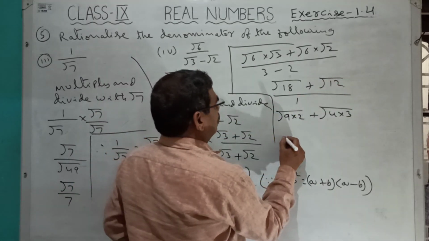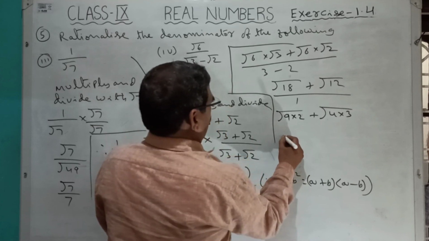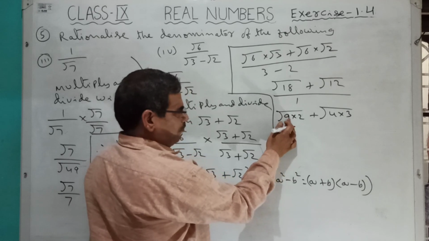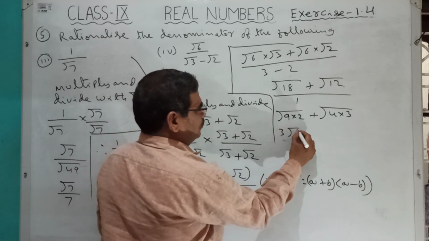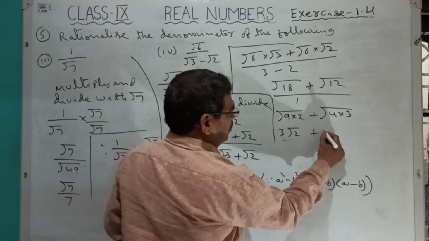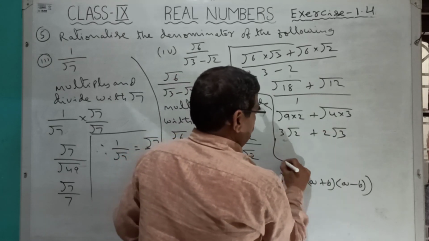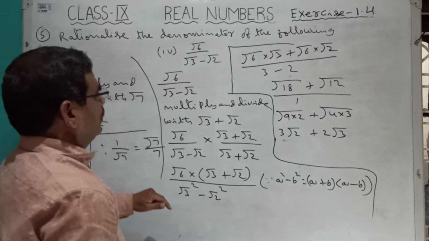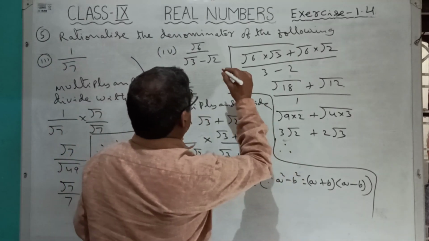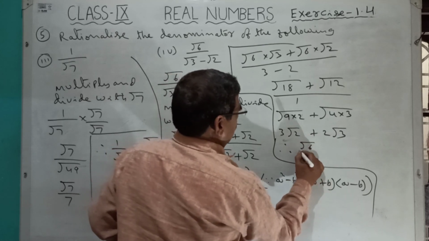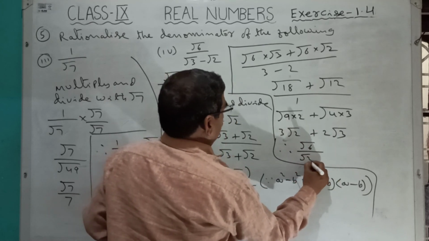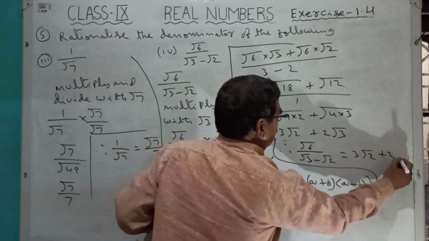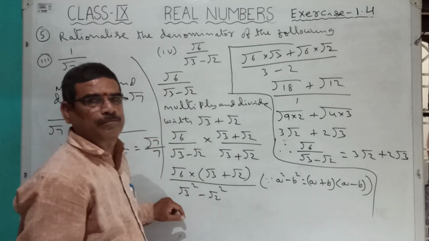So root 9 will come outside, means 3 root 2, plus here 4 outcome is 2 root 3. So this is the conversion. After conversion, final answer is root 6 by root 3 minus root 2 is equal to 3 root 2 plus 2 root 3. Okay.